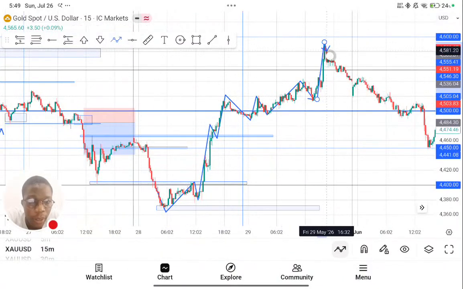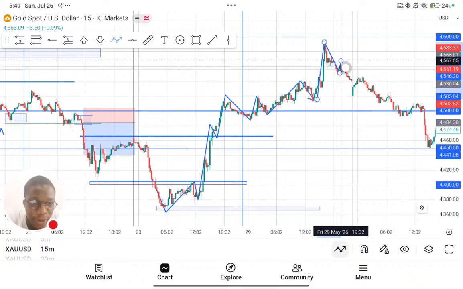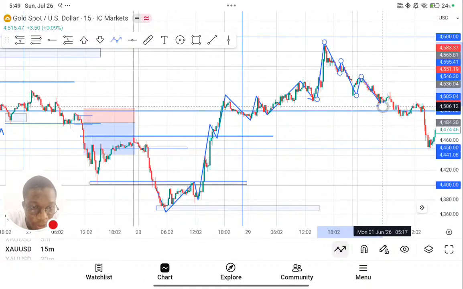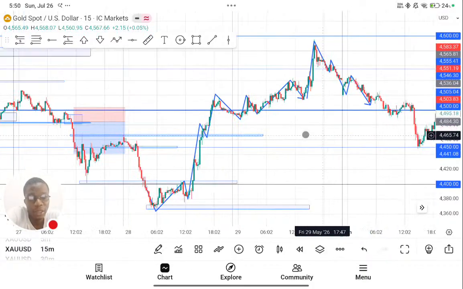Higher high, higher low. But then it failed to make another high. So this is how it then went and broke a low. You might not have been sure. It came again, it broke another low. From here, you would have started looking for sell again.